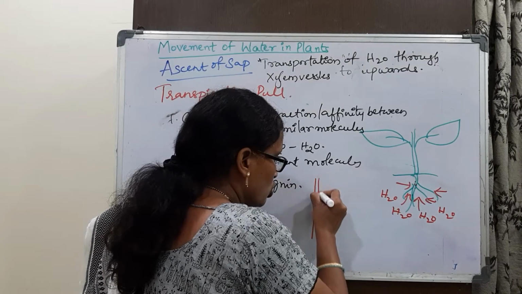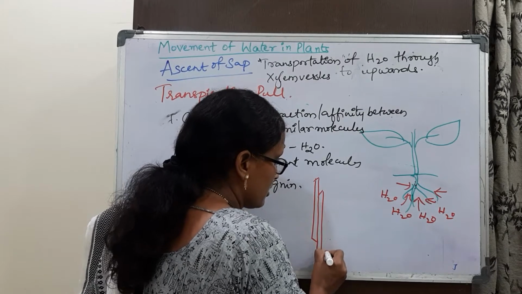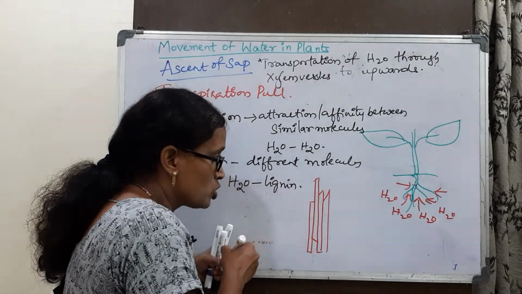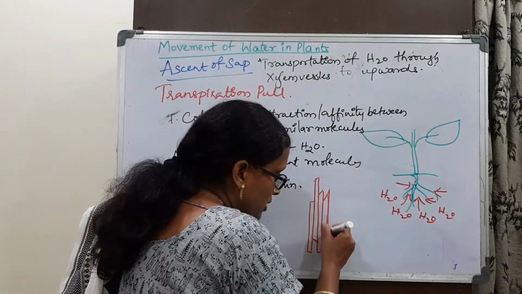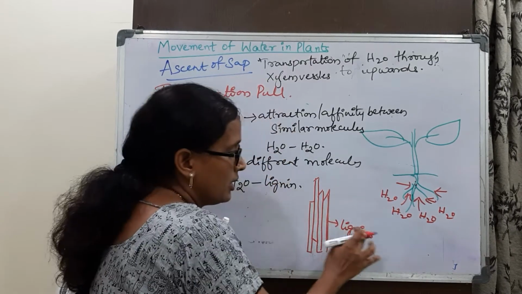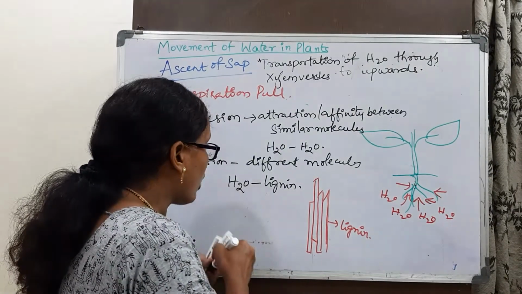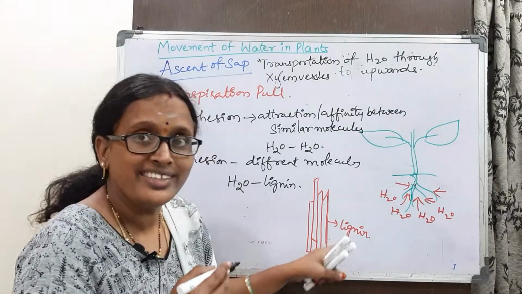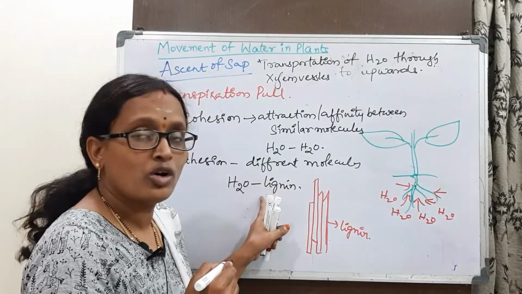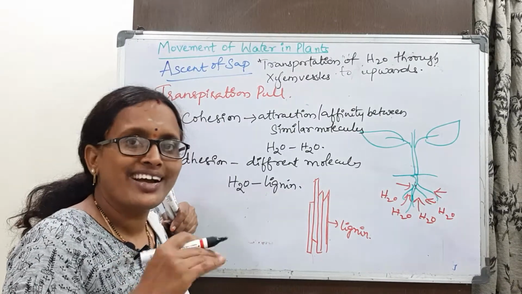Xylem is made up of so many xylem vessels, not only a single one. So many xylem vessels are there in the xylem. Vessels mean tube-like structures. These xylem tubes are made up of lignin. So our water molecule will have affinity to this non-similar molecule. Attraction between non-similar molecules is called adhesion. So water will have both properties, cohesion and adhesion.